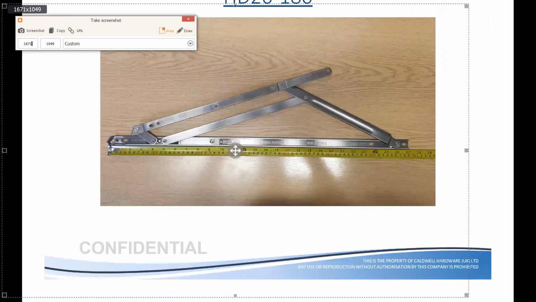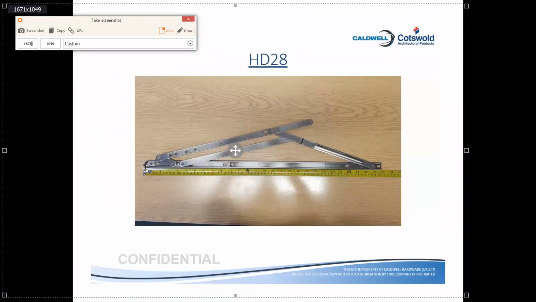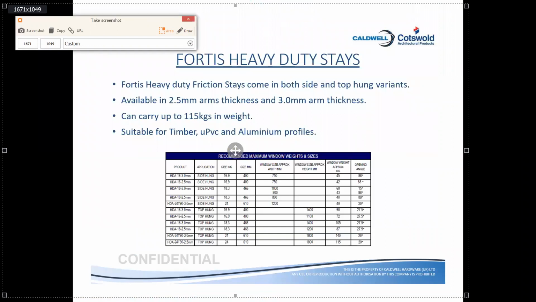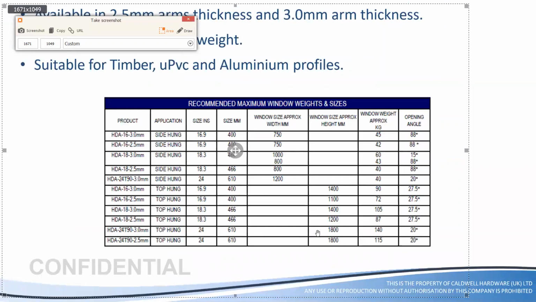Coming to the next slide, or next type of our arms. These are 40s heavy duty arms, which start from 16 inches up to 24 inches. We checked just now 22, 26 and 28 inches heavy duty arms, which are specially used in top hung. But now we will check about 40s heavy duty friction stays, which are used in side hung as well as top hung. I just made it this bigger for your convenience.